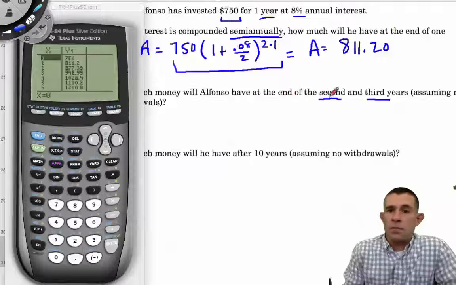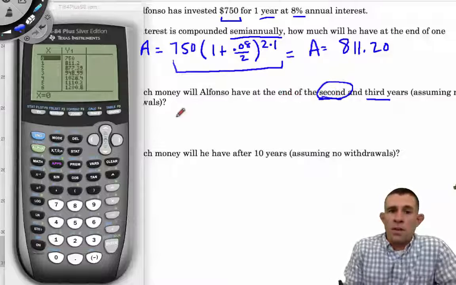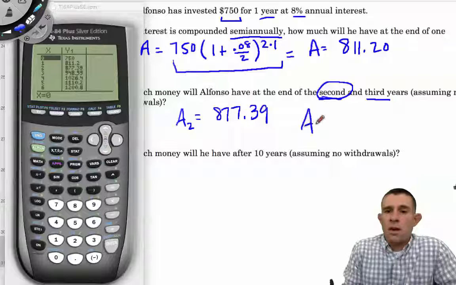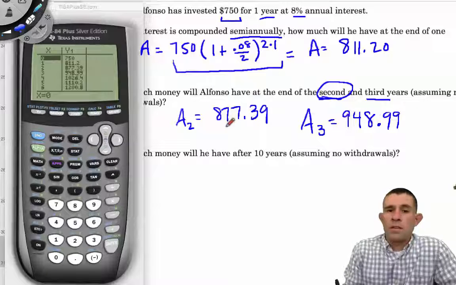It says how much will we have at the end of the second year. So our amount at year 2 will be equal to $877.39. And the amount at year 3 will be equal to $948.99. Again, this is a sequence of numbers.